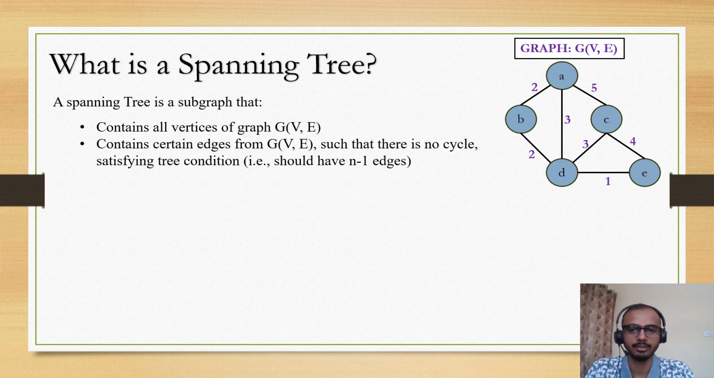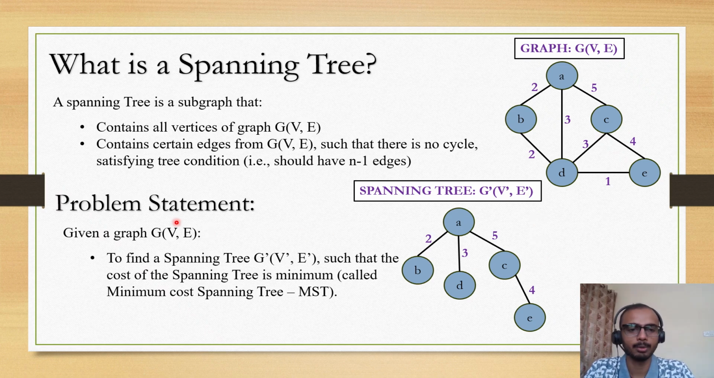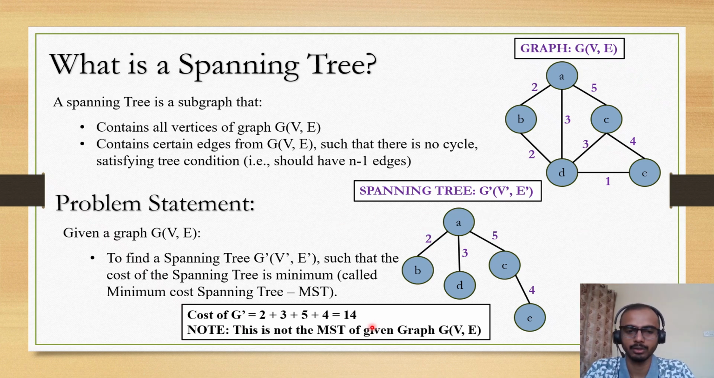So given this graph here, we can have an example spanning tree for this which will have all the vertices and no cycle formation. So these are the two main conditions. Going to the problem statement, we need to find the minimum cost spanning tree, meaning that the summation of all the weighted edges should be the minimum out of all the possible spanning trees, right? Let us calculate the cost of this, which comes to around 14, and this is not the MST of the given graph.